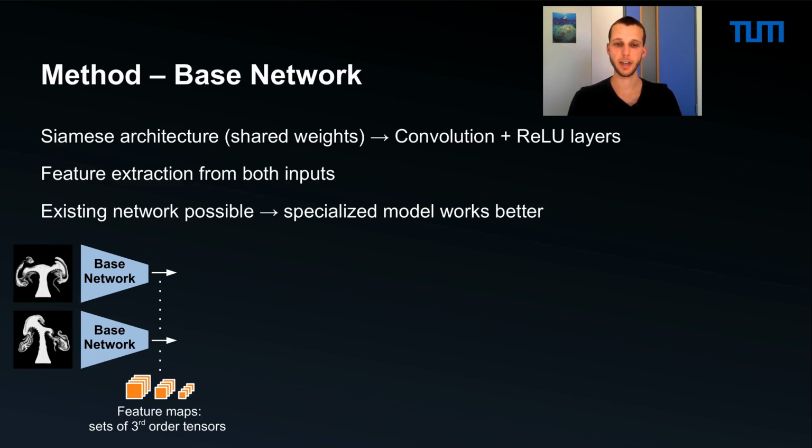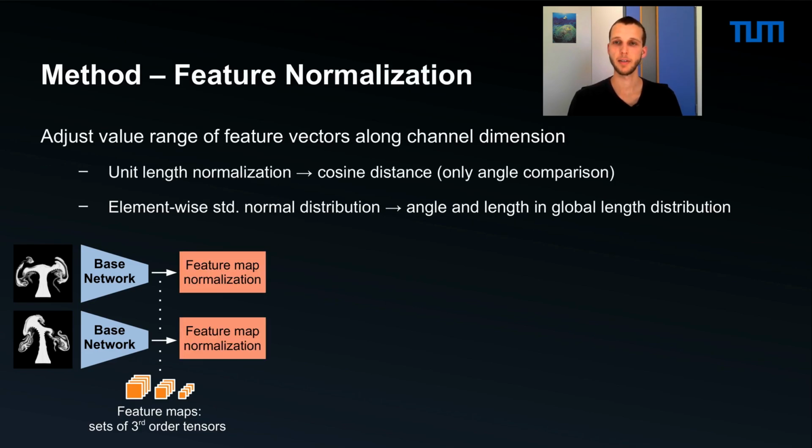So down here, you can see from the inputs, we get two sets of third-order tensors as the feature maps. The next step is normalizing these feature maps because right now they have a very different magnitude and cannot be compared equally.